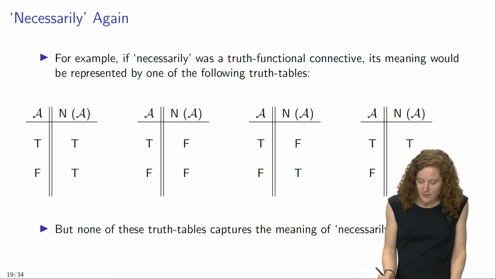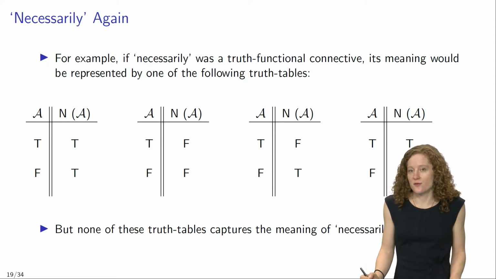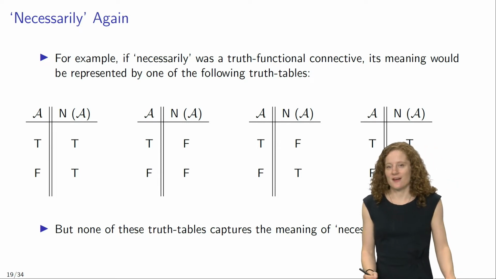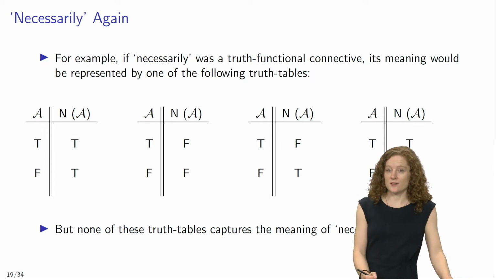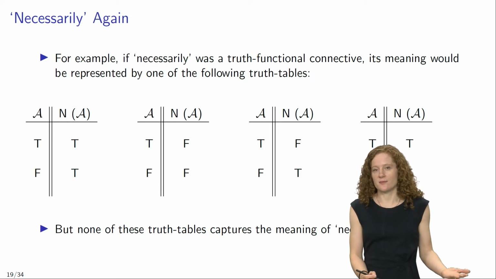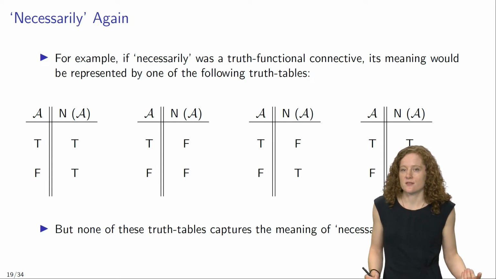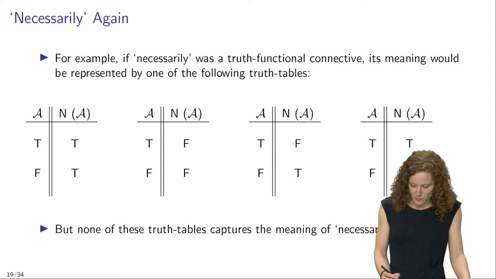Why is that? Necessarily combines with one atomic sentence to form a complex sentence. Now we know that the truth table for a sentence that contains one atomic sentence can only have two rows for the two possible valuations of that atomic sentence. And that means that there are just four possible truth tables for a sentence that contains exactly one atomic sentence.